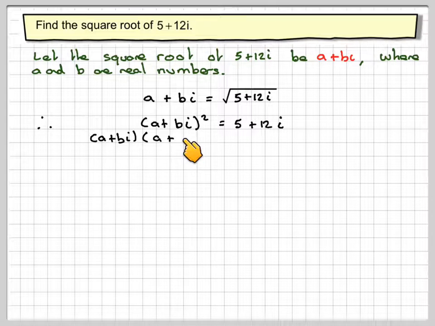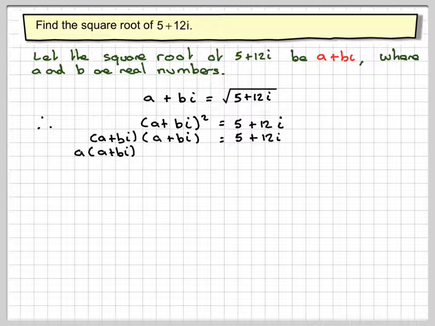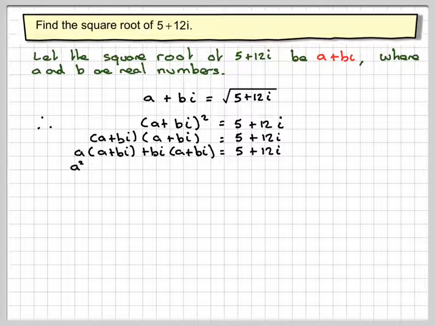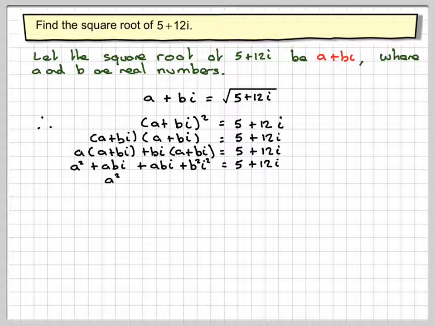And then if we expand the left-hand side, we get (a plus bi) times (a plus bi). So we're just expanding this bracket here. That's going to give me a squared plus abi plus another abi plus b squared i squared, which is still equal to 5 plus 12i. So it gives me a squared plus two lots of abi, because we've got two lots, plus b squared i squared.